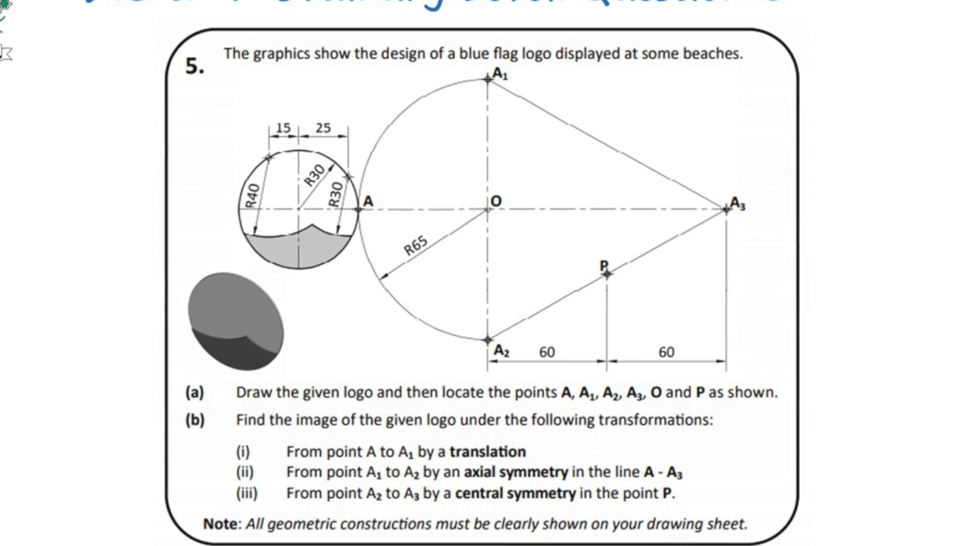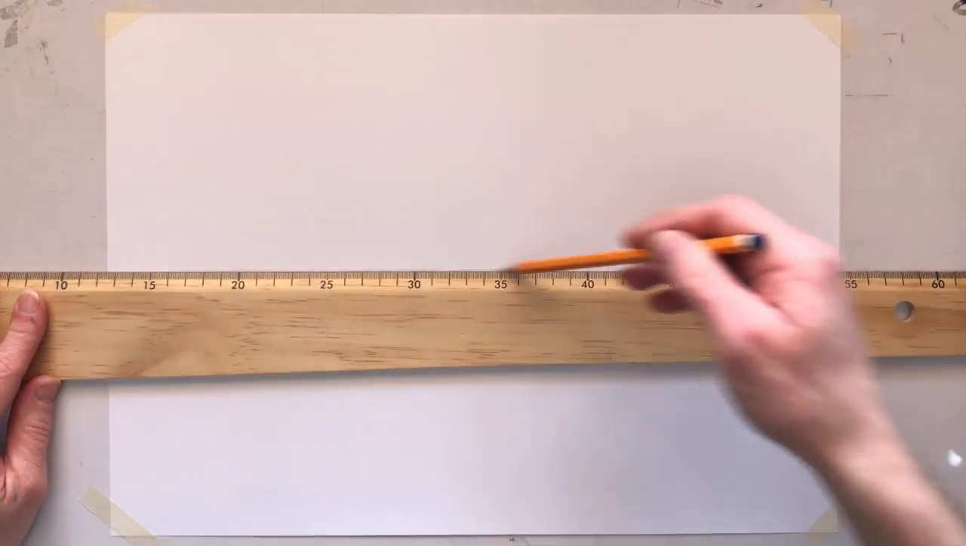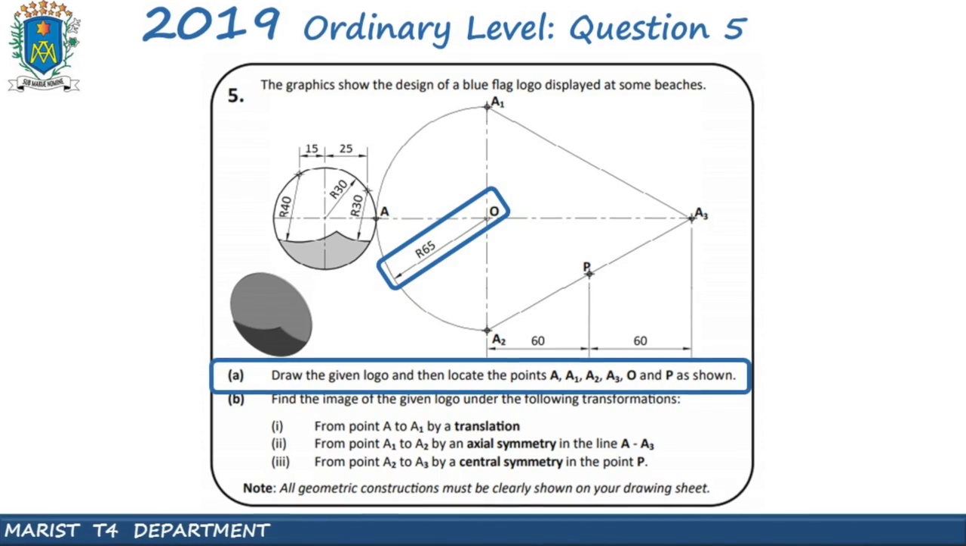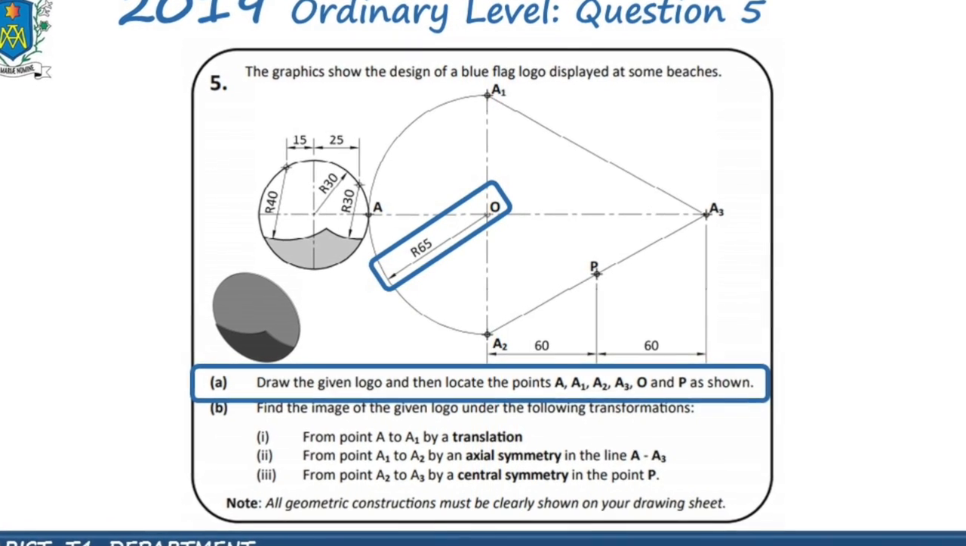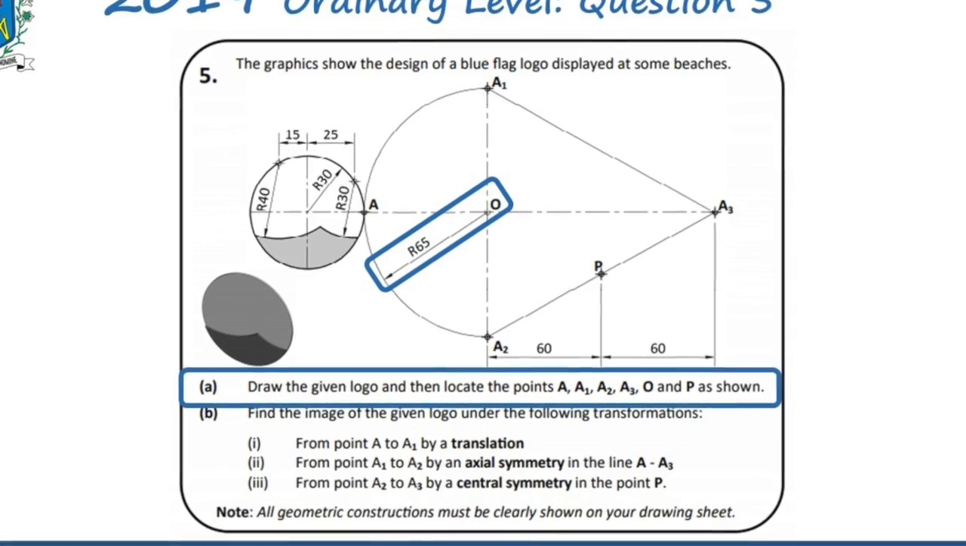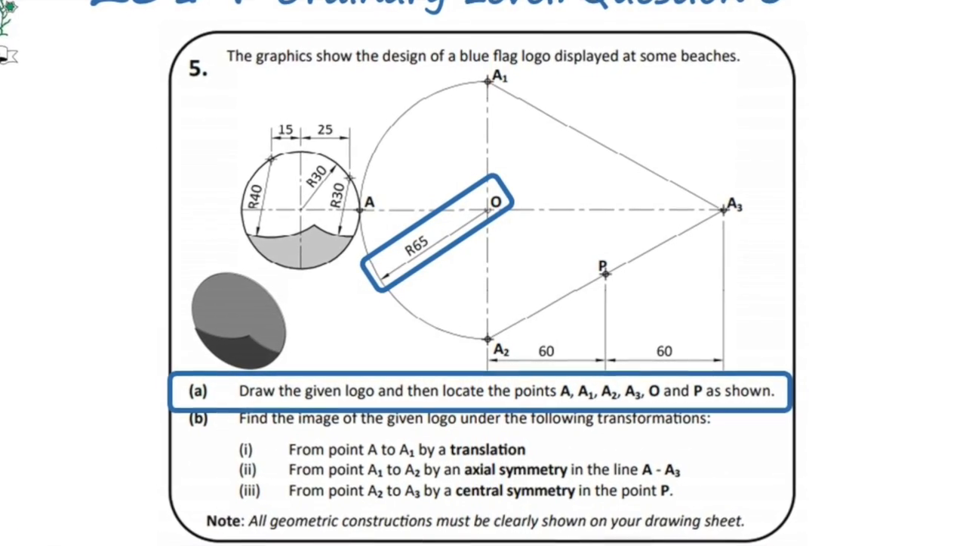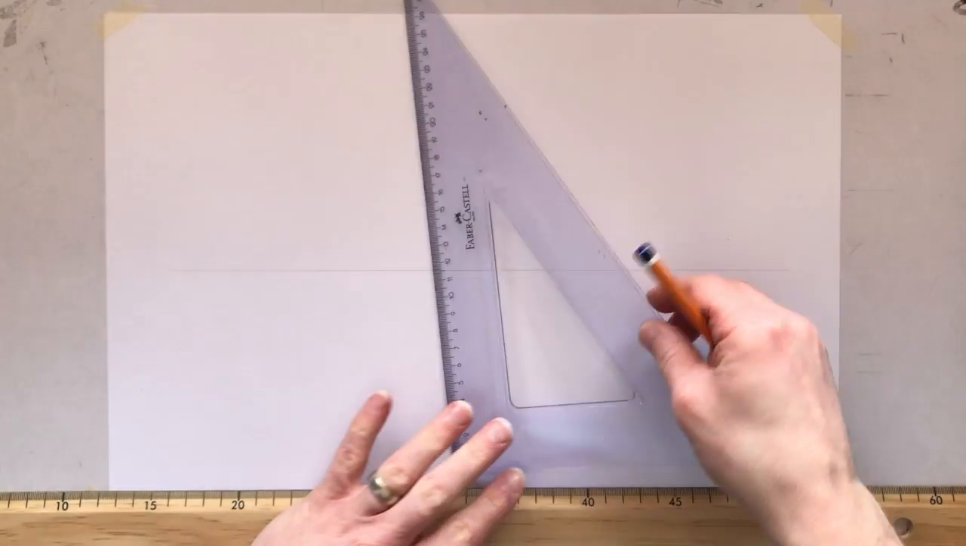Okay, so let's get started. First we're going to set up the different points that we want to move this object to: A1, A2, A3, and then find point P in the center. To start, I'm going to draw a light line across the middle of the page. The first measurement we need is a radius of 65. That's going to give us point A, A1, and then A2 at the bottom. So I'm going to mark that off first.